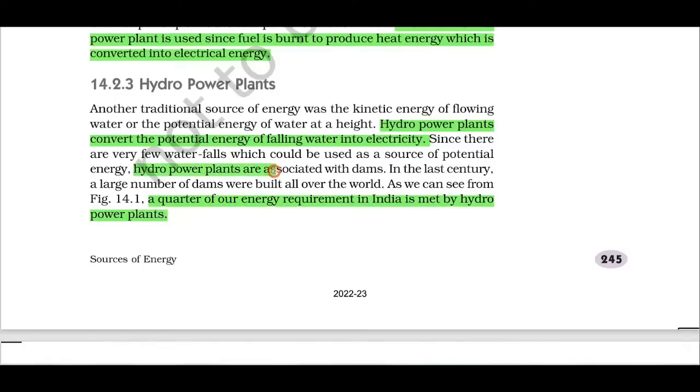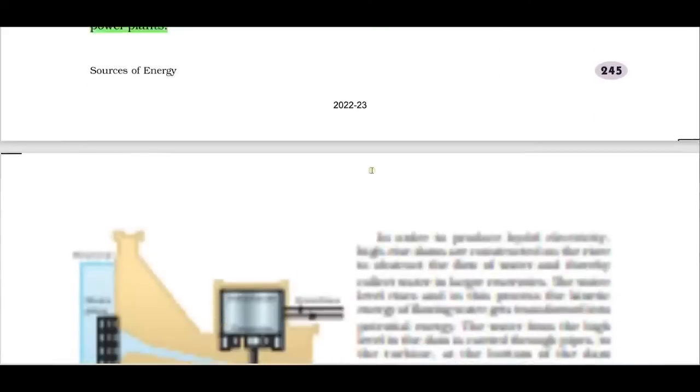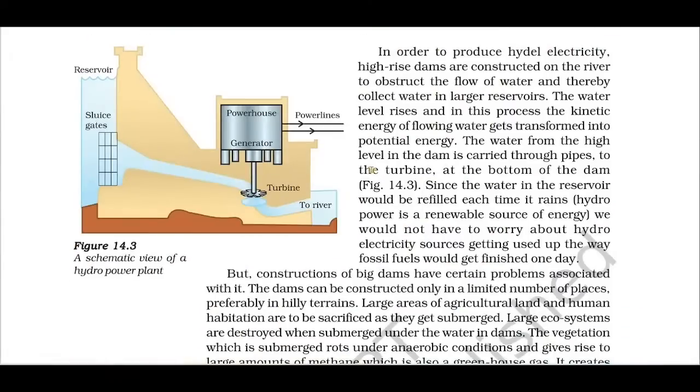So the hydro power plants are associated with the dams. In order to produce hydel electricity, high-rise dams are constructed on the river to obstruct the flow of water, to collect the water in large reservoirs. When the water flows from higher potential to the lower potential, it is used to run the turbine.